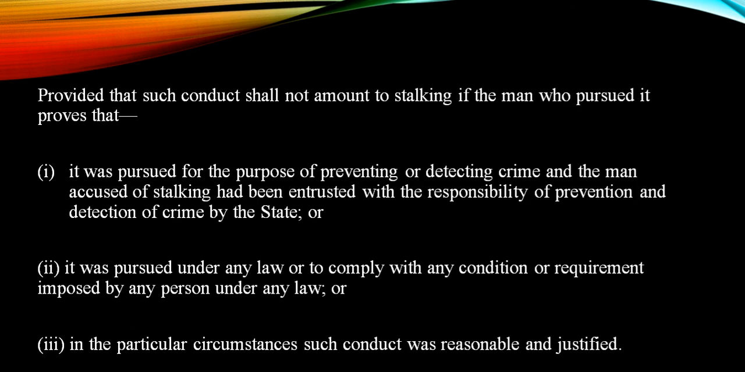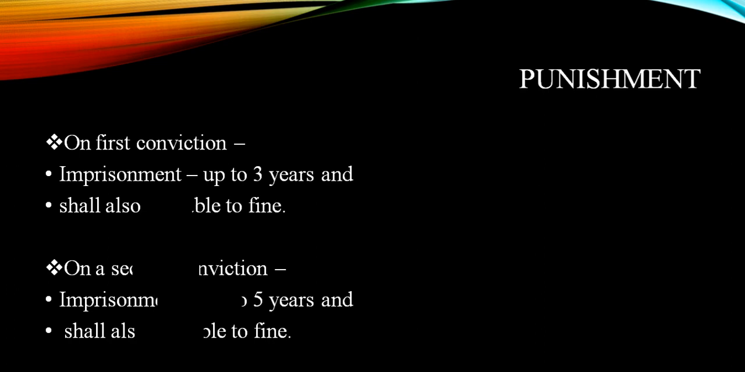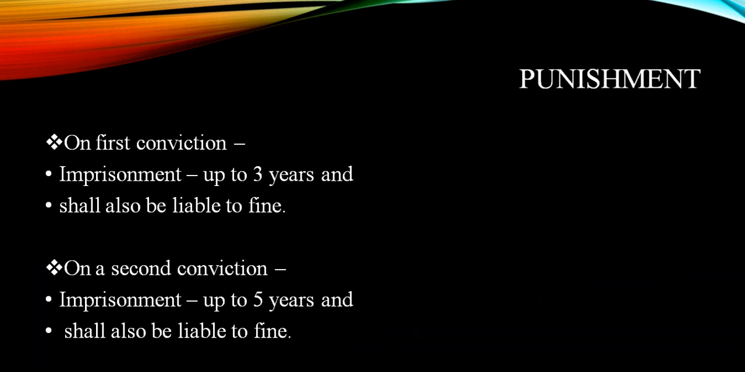Now, I hope the definition of stalking got clear. Now let's quickly see the punishment. Again, first conviction, up to 3 years and fine. Maximum punishment is 3 years with fine, and on the second conviction, imprisonment up to 5 years and shall also be liable to fine.